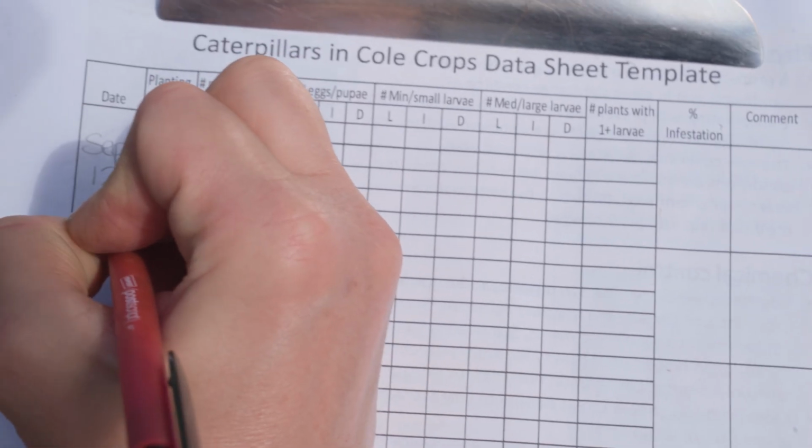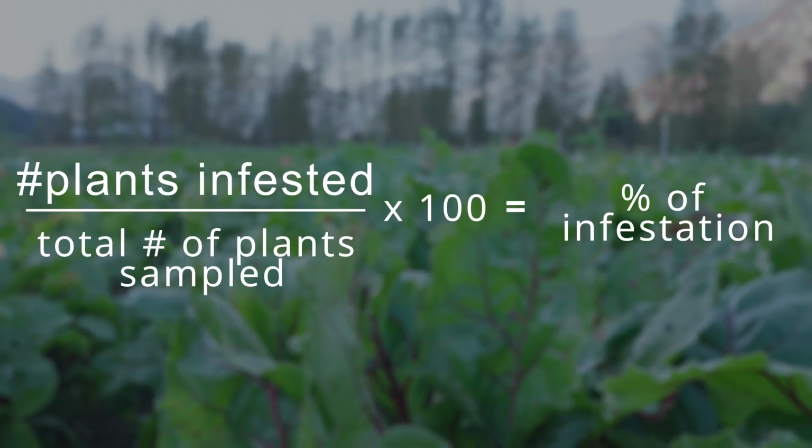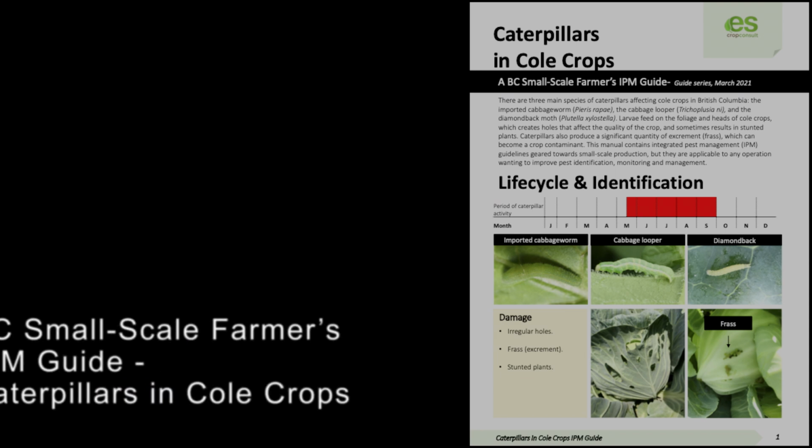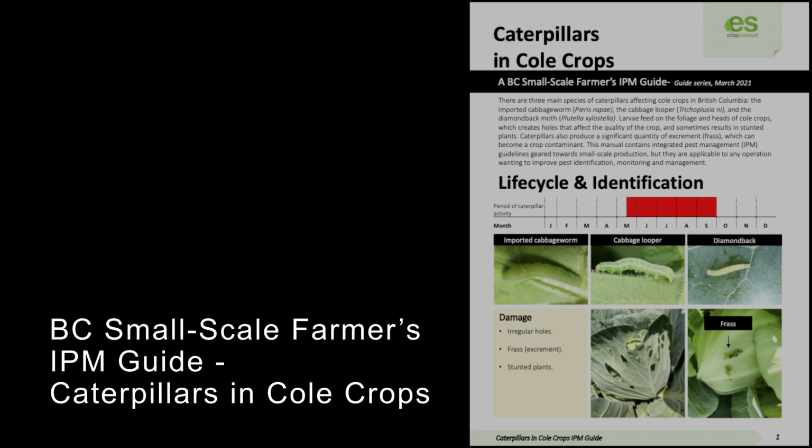Write down everything that you see, and then calculate the percentage of infested plants by dividing the number of plants with 1 or more caterpillars by the total number of plants sampled, and then multiply by 100 to get a percentage. Compare your results with action thresholds to decide if it's time to control. Note that caterpillars are best controlled when larvae are small. For information on when to act, please refer to the BC Small Scale Farmers IPM Guide.